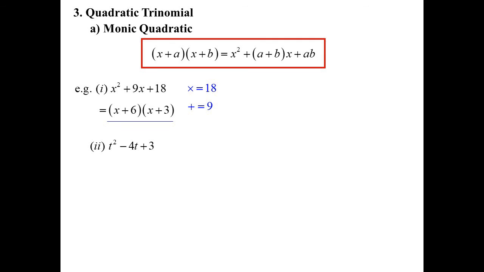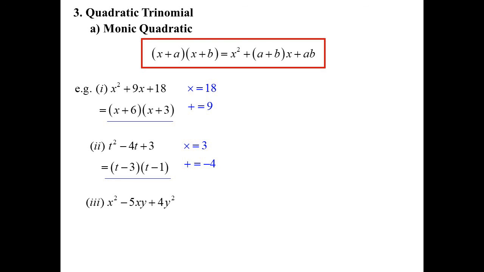Next, x squared minus 4x plus 3. What multiplies, again it's positive, but adding together to give a negative number, so it must be two negative numbers this time. And don't forget, 3, being a prime number, makes it very easy. It has to be 3 and 1, there is no other possibility. So we have -3, -1.